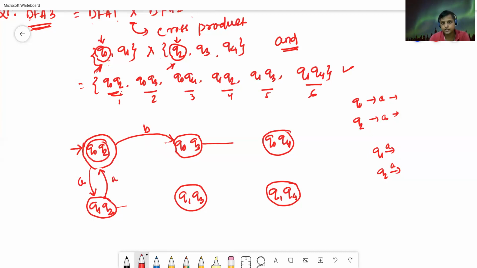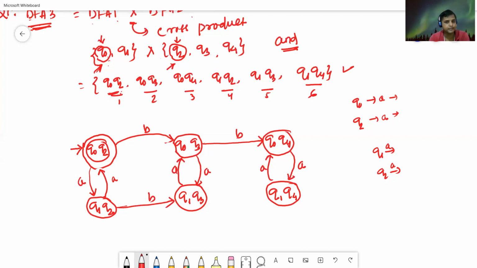This one, Q0, Q3, read B goes to Q0, Q4. This one read A goes to Q1, Q4. This one read A goes to Q0, Q4. This one also similarly read A goes to Q1, Q3. This one also read A goes to Q1, Q3, read A goes to Q0, Q3. This one read B.